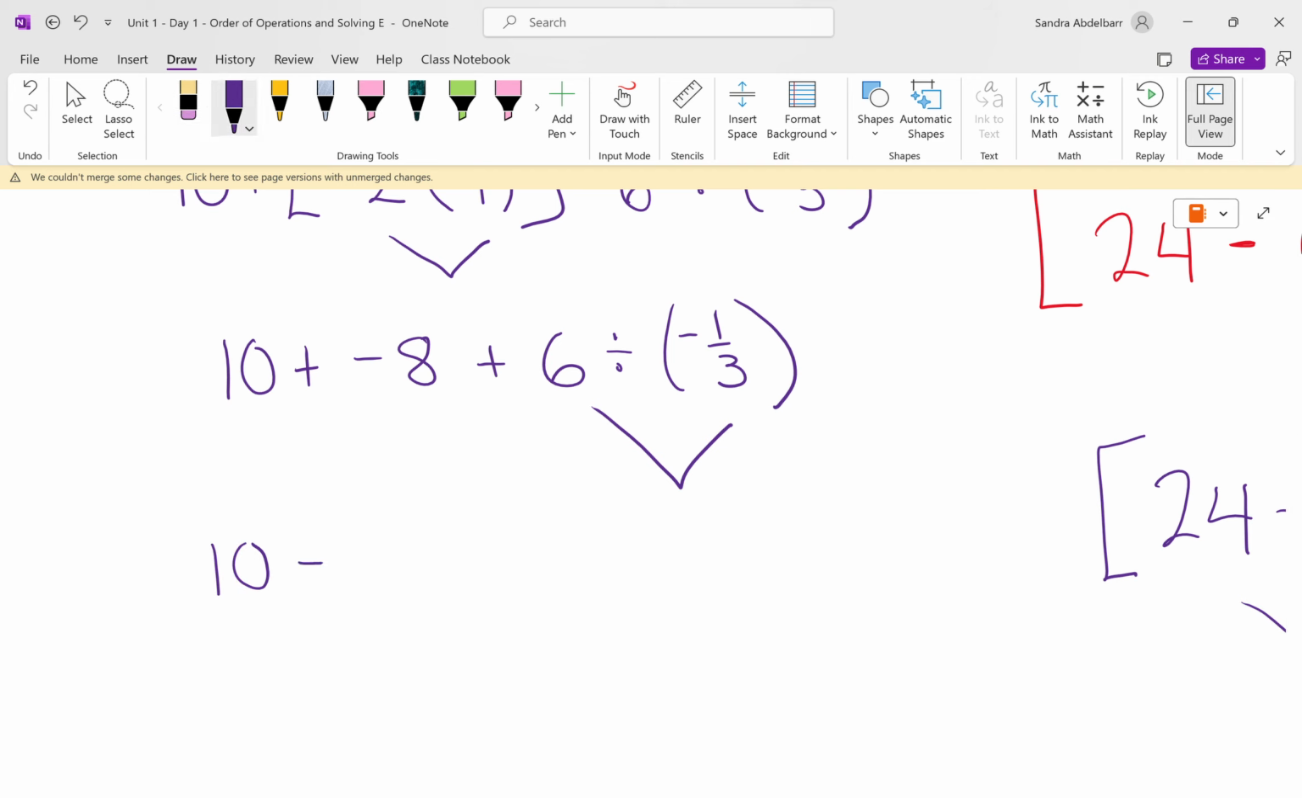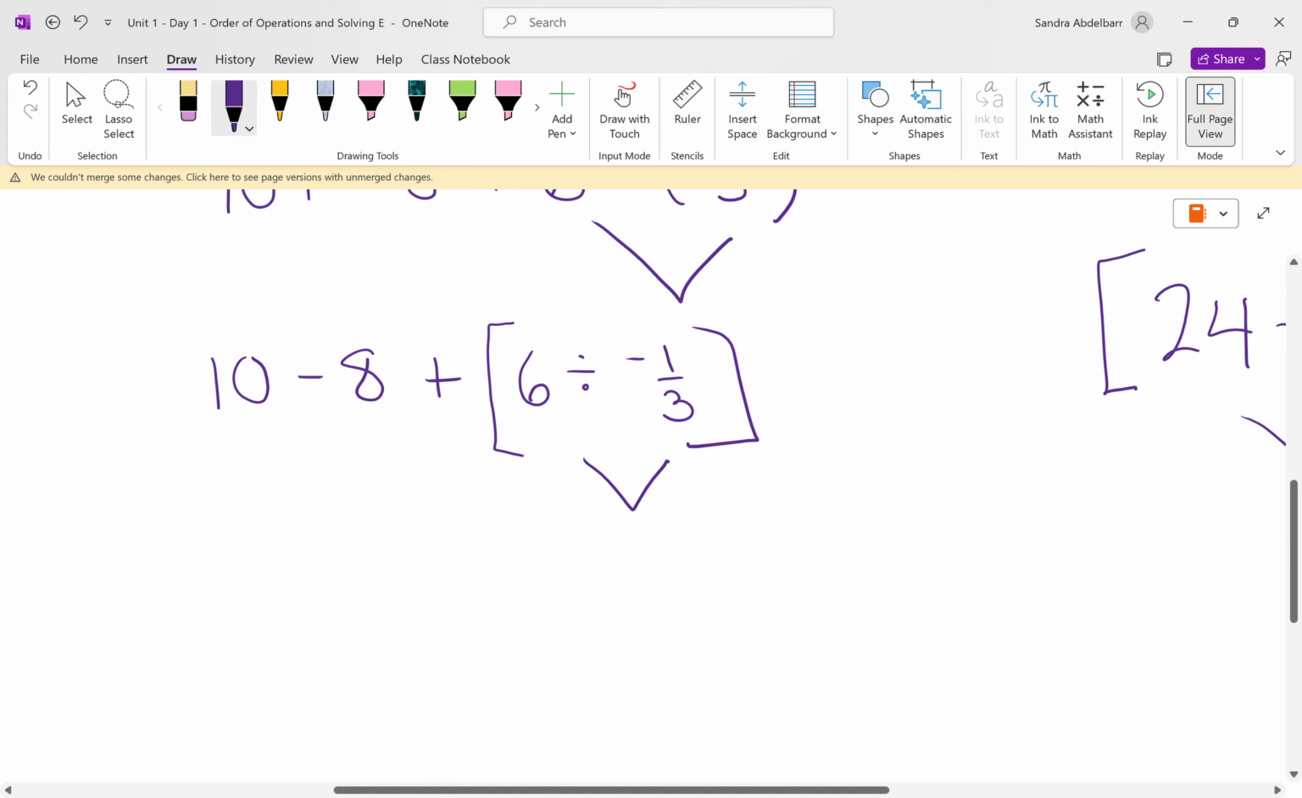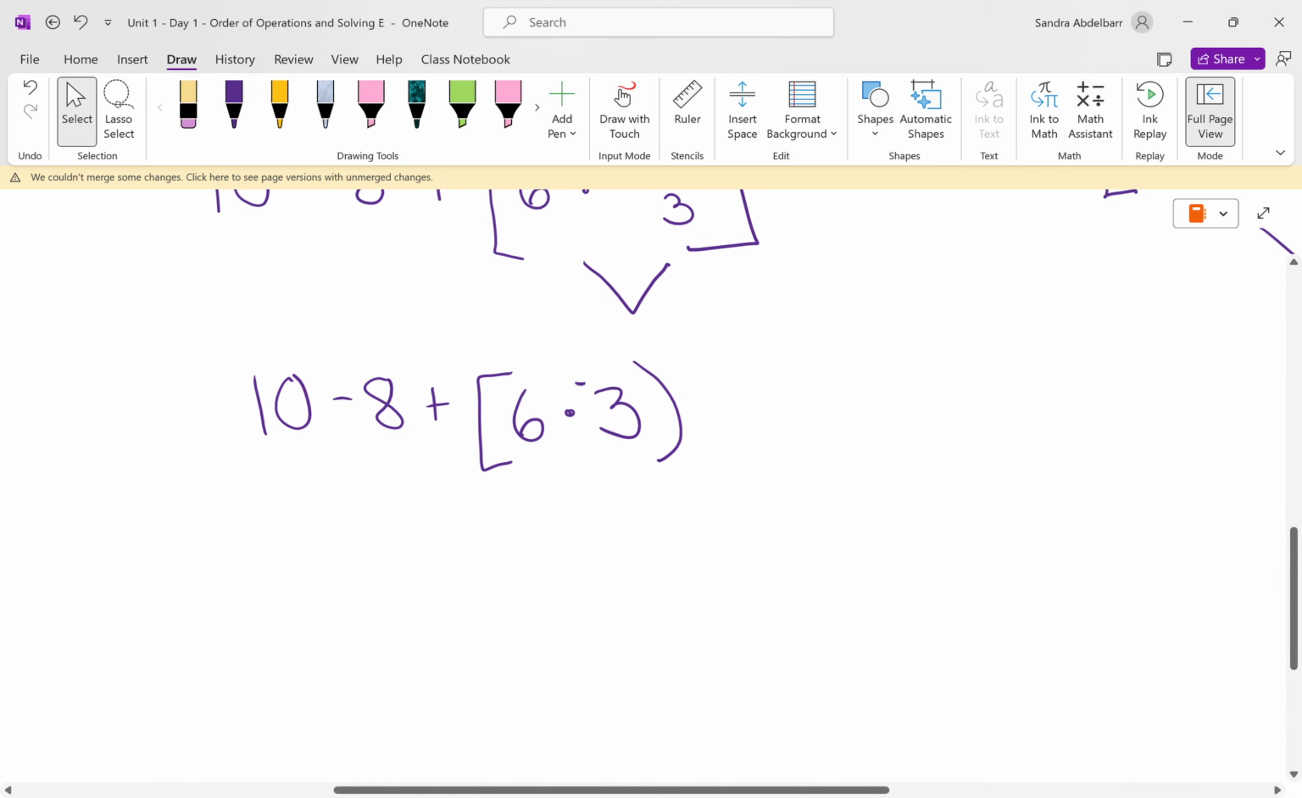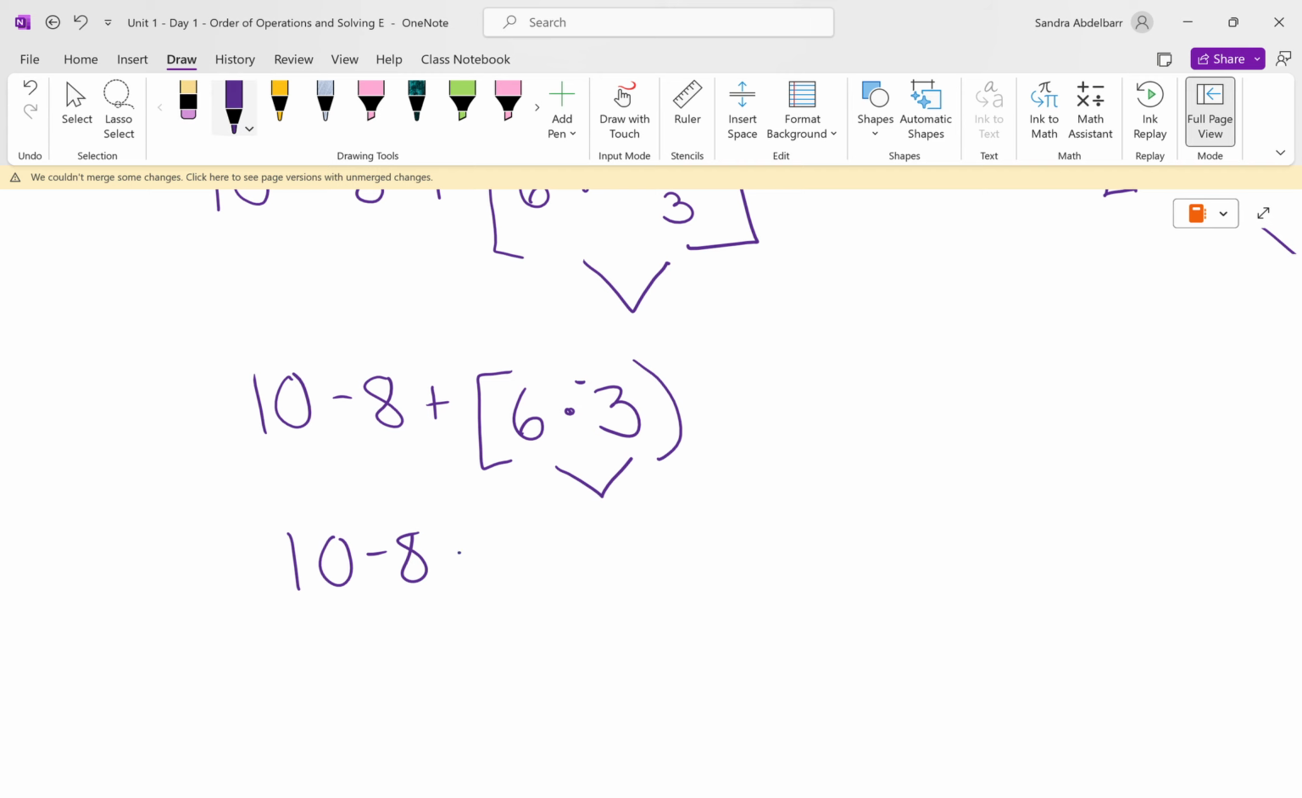So here I have 10, I'll just make that a minus, 10 minus 8 plus, and now I'm going to just group this together so you can see what I'm doing. 6 divided by -1/3. This is what I'm focusing in on right now. Remember, when you're dividing, what's the rule? Keep, change, flip. Remember elementary school? So we are 10 minus 8 plus 6, keep the 6, change the division to multiplication, flip it. So it becomes a -3. So now we are 10 minus 8 plus, or I should say minus 18.